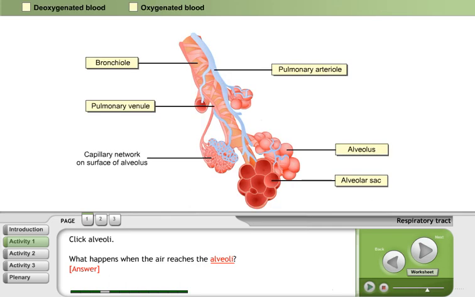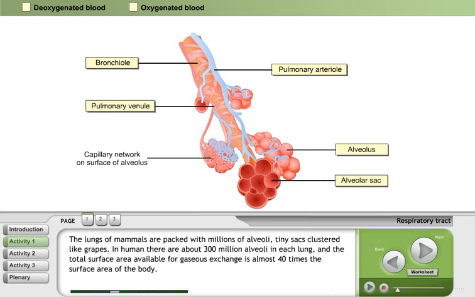What happens when the air reaches the alveoli? Answer: gaseous exchange occurs. The lungs of mammals are packed with millions of alveoli, tiny sacs clustered like grapes. In humans, there are about 300 million alveoli in each lung, and the total surface area available for gaseous exchange is almost 40 times the surface area of the body.